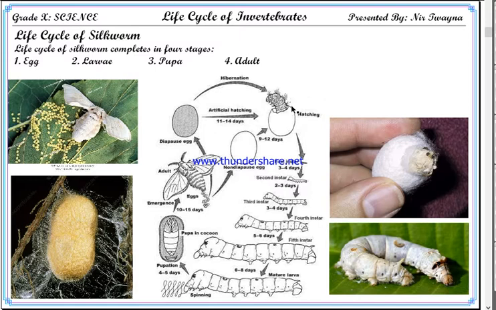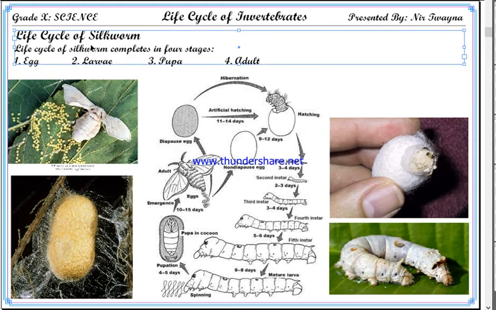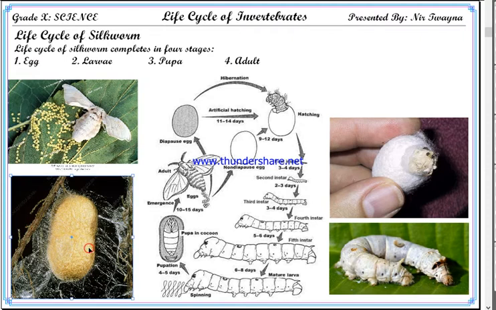Okay, if you have copied, let me explain this a little bit. The life cycle of silkworm completes in 4 stages. The first stage is egg. Here you can see the first stage is egg, and after egg it comes to larva. After hatching the egg, it comes to larva.